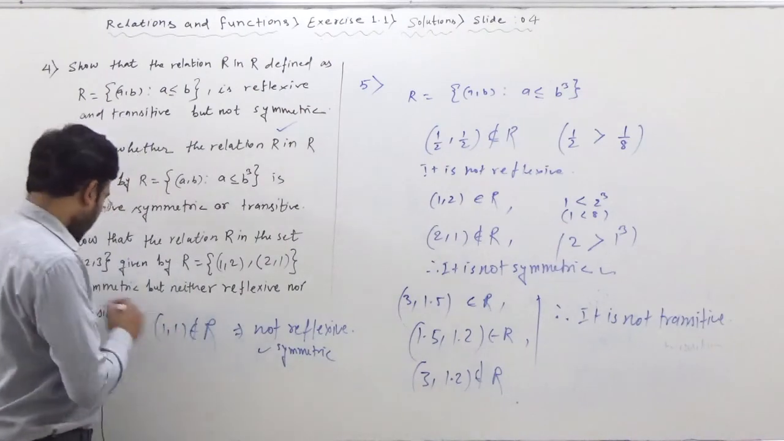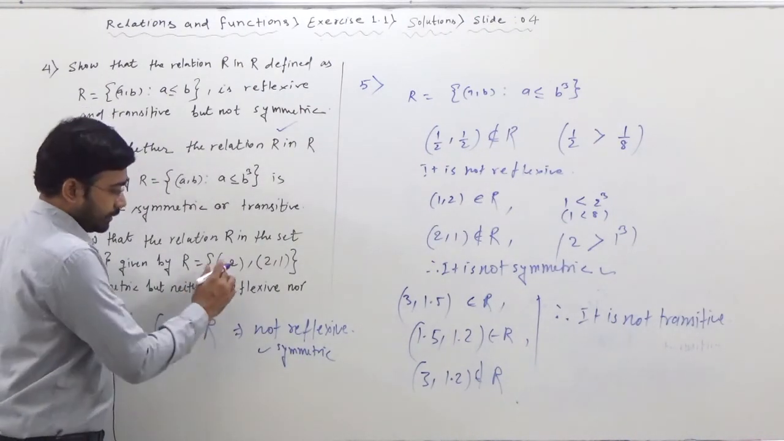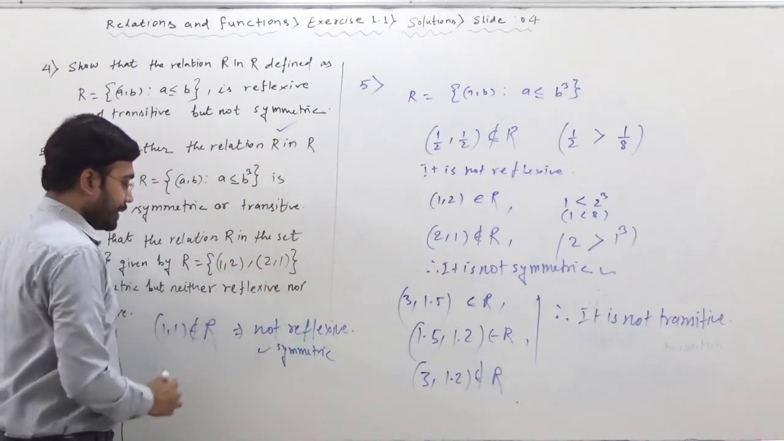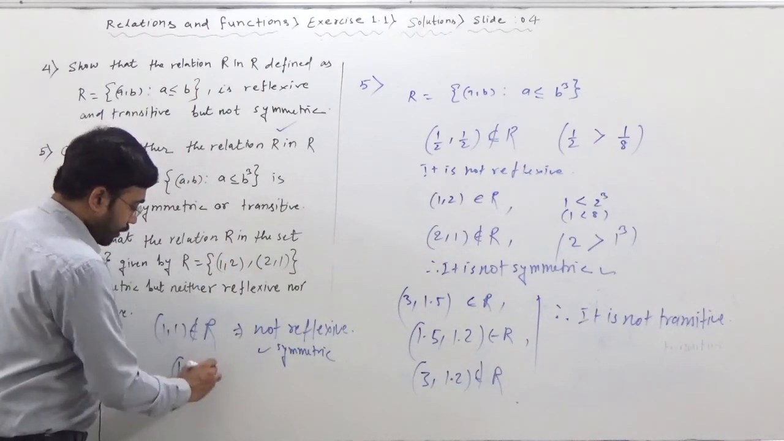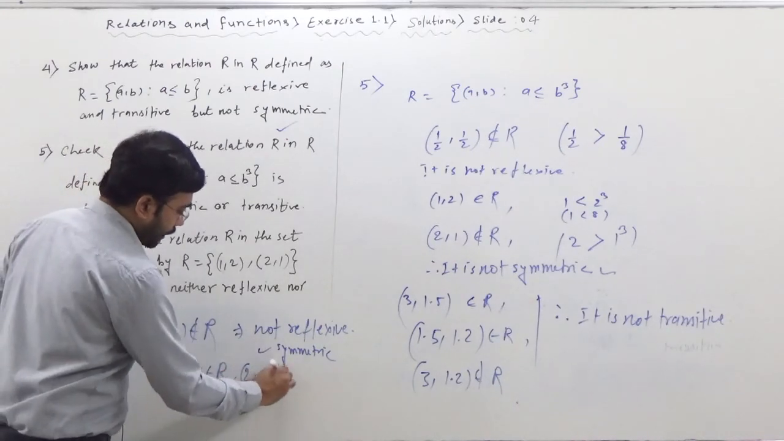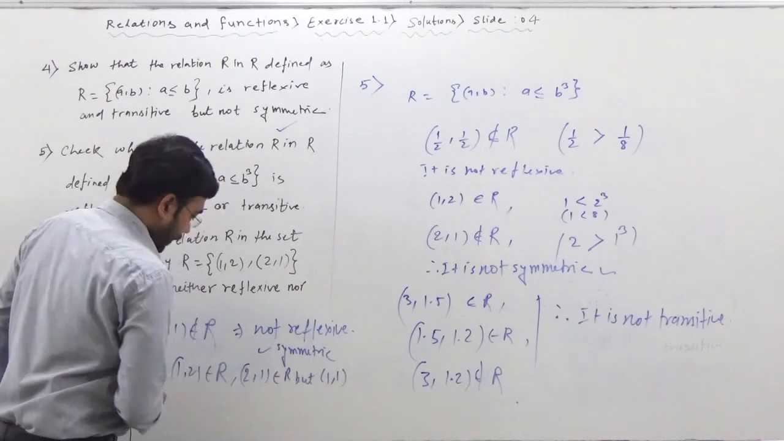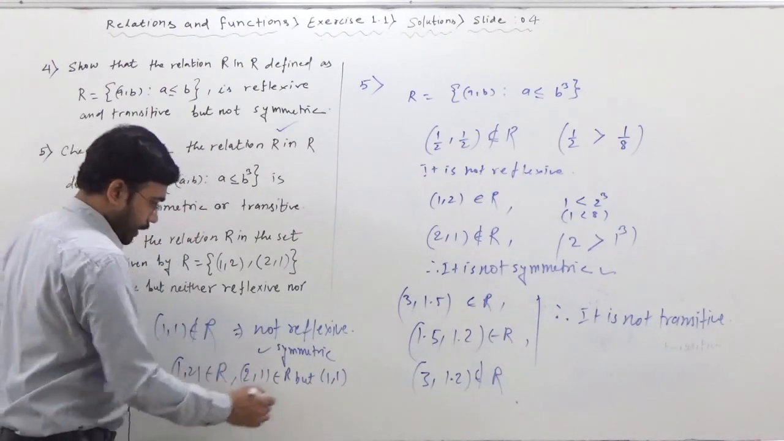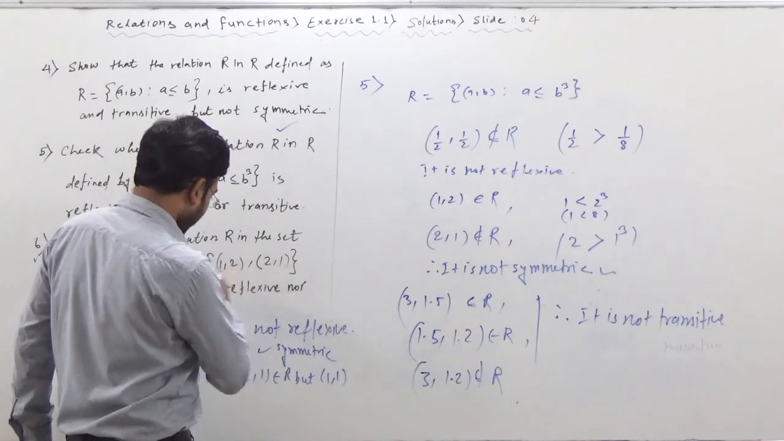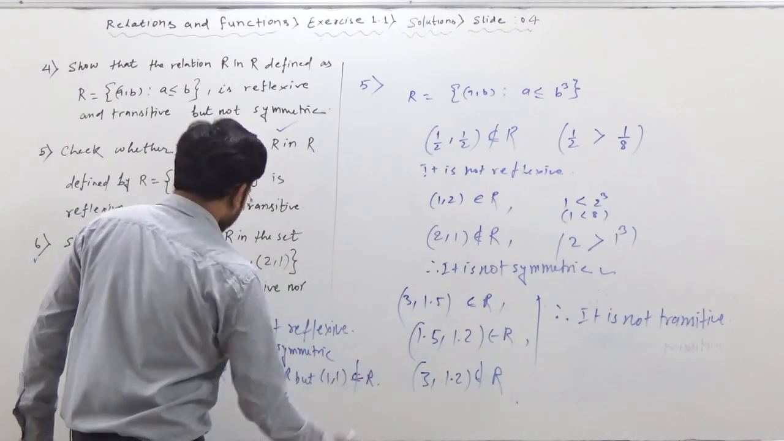Now when we talk about transitive, is it transitive? (a, b) is there, (b, c) is there. (1, 2) belongs to R, and (2, 1) is also belonging to R. But can you tell me (1, 1), that is (a, c), is there anywhere? No, no. So this is not belonging to R, right?